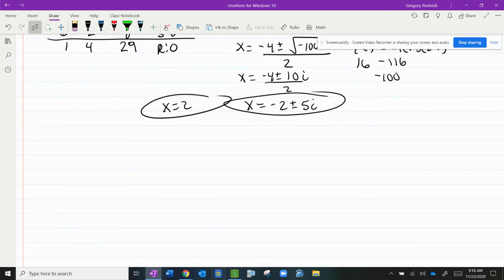All right, so number 15. It says divide by x plus 3. It didn't say long, so it's linear, so I'm going to put negative 3 and I'm going to do it synthetic.